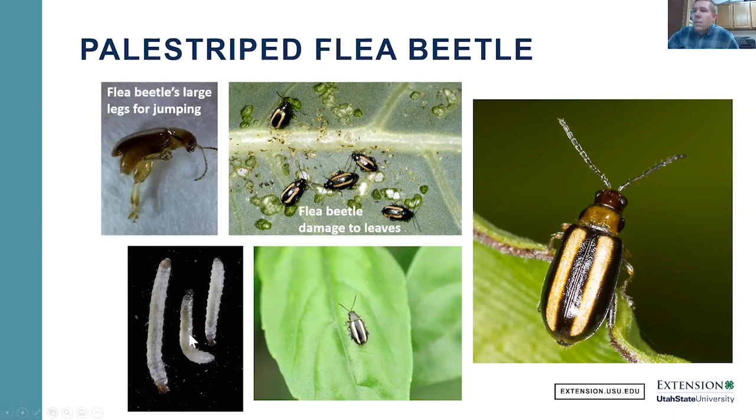Once these larvae go into the soil, they'll feed on roots for about 20 days, and then they'll pupate in the soil as well, and then they'll come out as these beetles. And you'll get up to 3 generations of these every year in Utah. It kind of swings from about May till September.